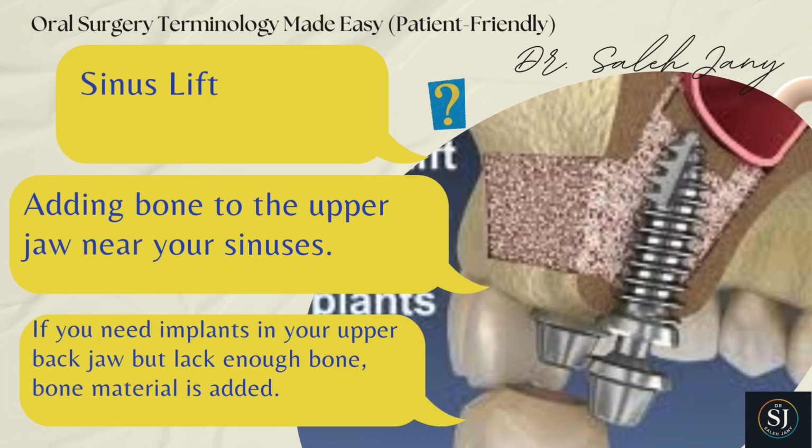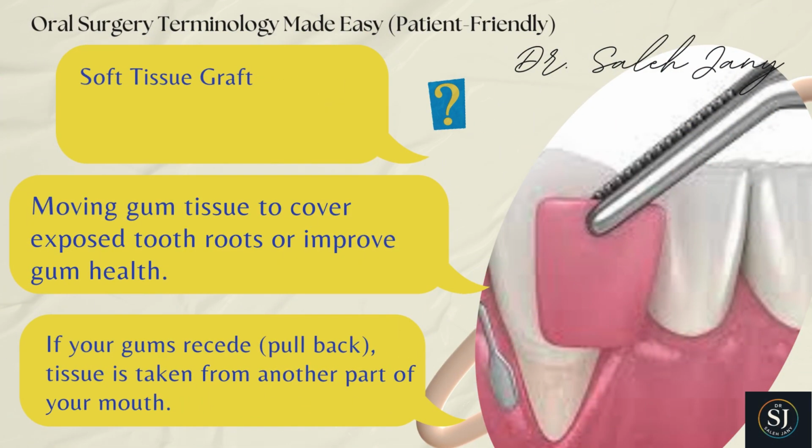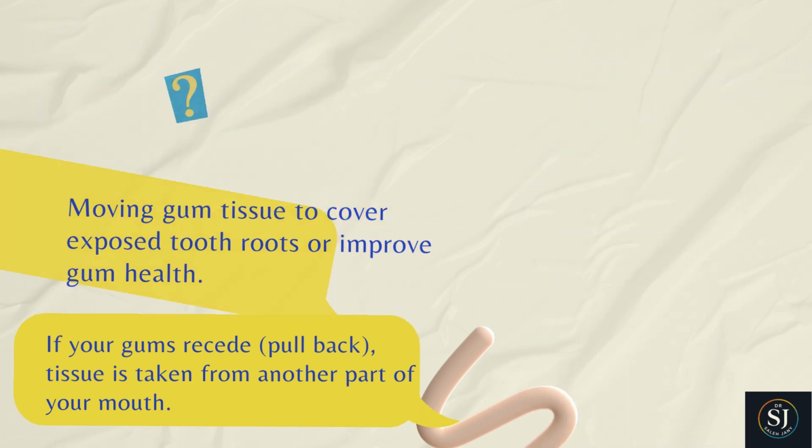Sinus lift. What it means: adding bone to the upper jaw near your sinuses. Explanation: if you need implants in your upper back jaw but lack enough bone, bone material is added. Soft tissue graft. What it means: moving gum tissue to cover exposed tooth roots or improve gum health. Explanation: if your gums recede, pull back, tissue is taken from another part of your mouth.